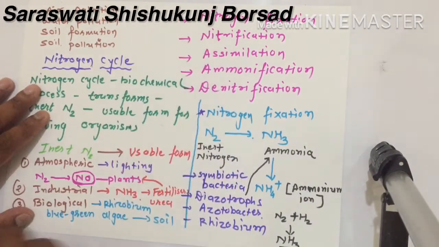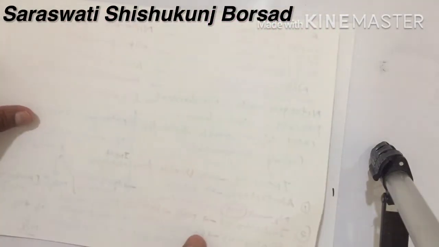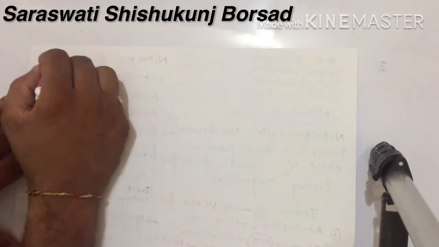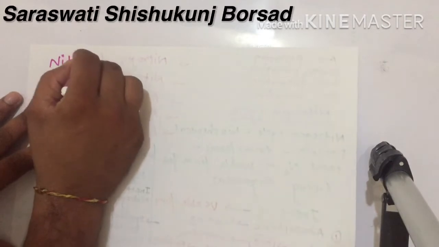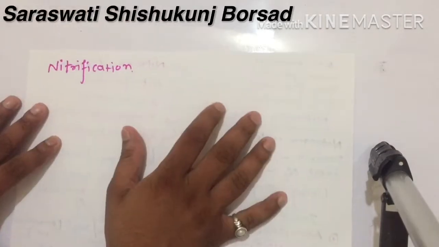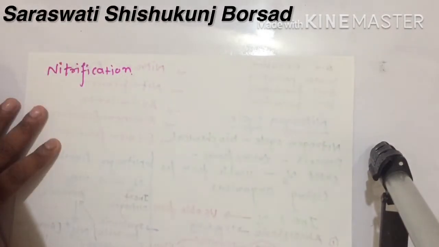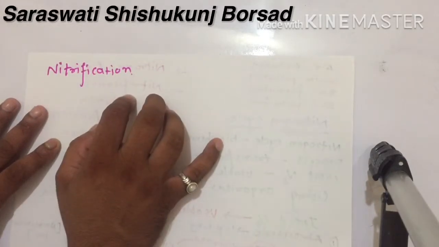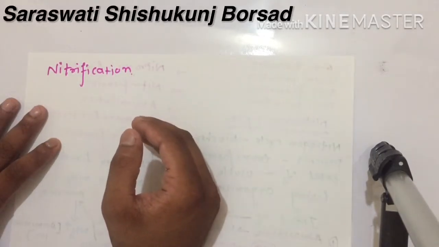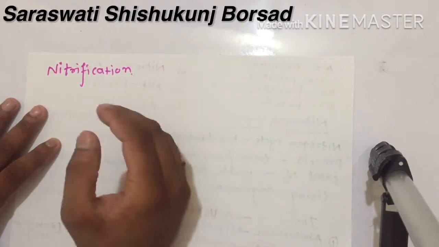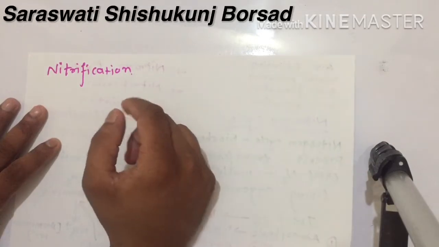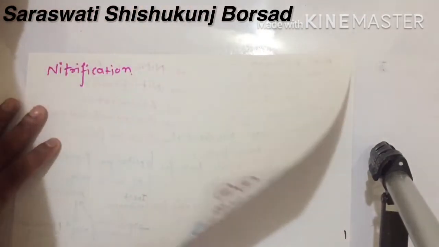Now let's go for the second step. Our second step is called nitrification. Now what do we mean by nitrification? Let's understand it. In this process, ammonia gets converted into nitrates by the presence of different bacteria in soil, and these nitrates are formed by oxidation of ammonia with some bacteria. Let's understand how it is done.